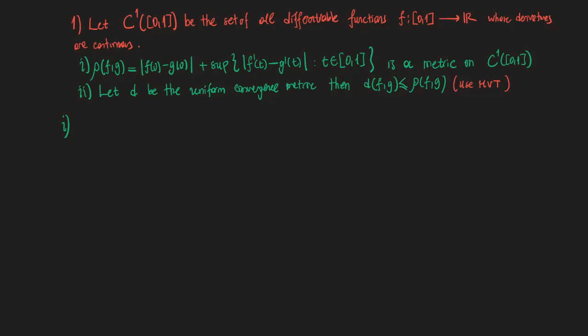Hello, let us look at our first question. Let C1 be the set of all continuously differentiable functions on this closed bounded interval [0, 1]. In the first part, we need to show this function is indeed a metric on C1. In the second part, we need to show that this inequality holds for all f, g in this L infinity.